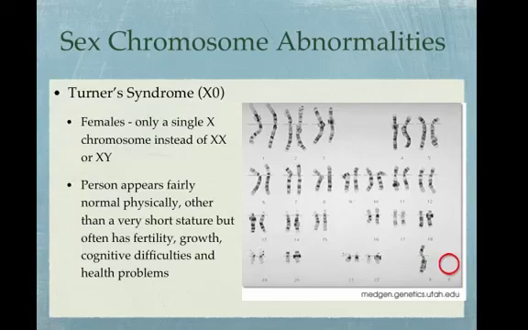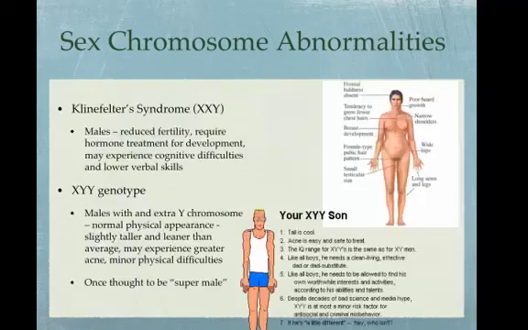So for Turner syndrome, the fact that there is an X chromosome missing results in a female who appears to be fairly normal physically, other than being short in stature. The average height for women with Turner syndrome is 4'8". But this individual also has difficulties with fertility, and cognitive difficulties, and cardiovascular disease is common. Another chromosomal abnormality is Klinefelter syndrome.